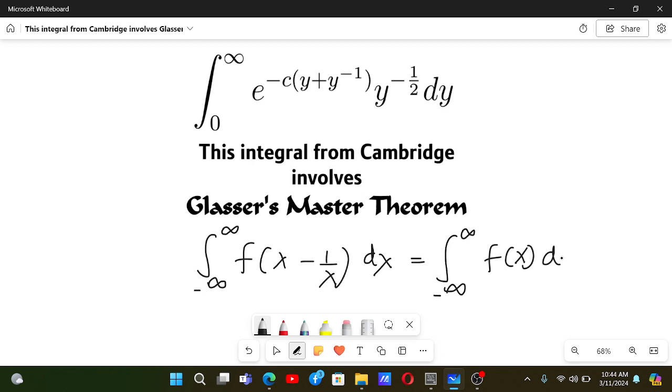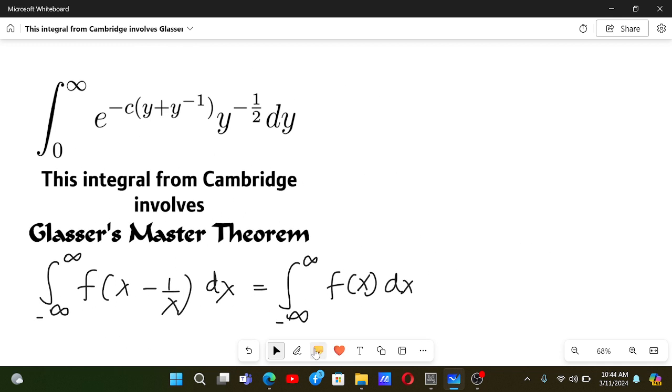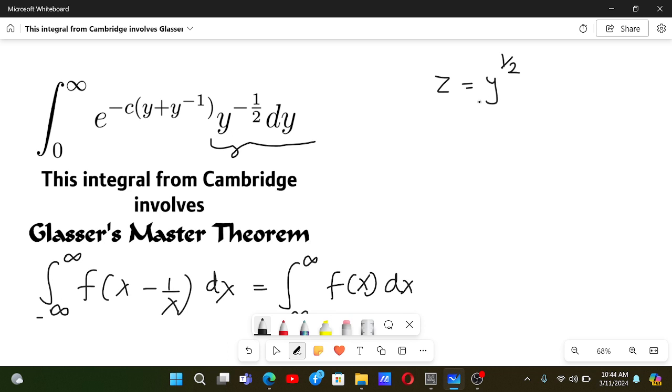This is a special case of Glasser's master theorem, and this will be pretty helpful to solve this problem from Cambridge integration B. Let's see how we solve this problem. First of all, we might want to get rid of this expression over here. For that, you can let g equal y to the power 1 by 2, because if we make this substitution, dg will be 1 by 2 y to the power minus 1 by 2 dy, and then we have 2 times dg equals y to the power minus 1 by 2 times dy.